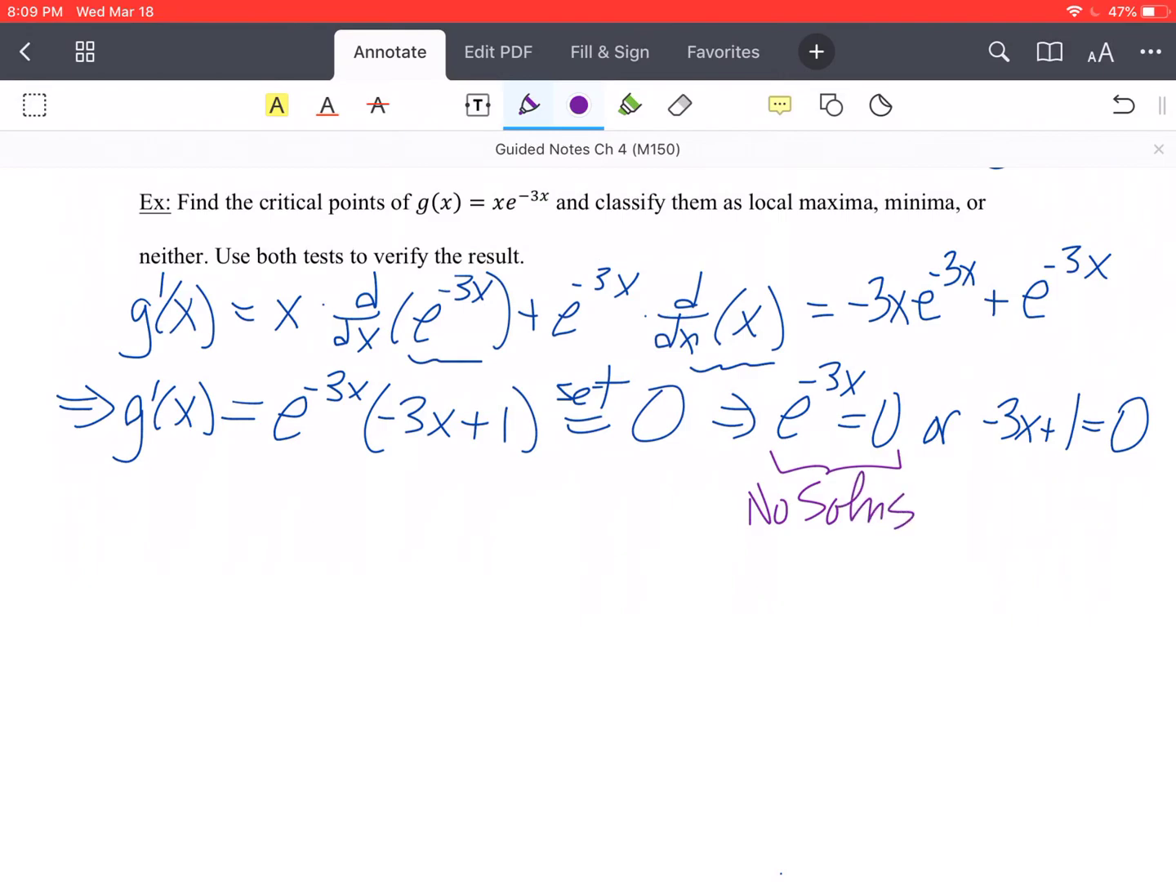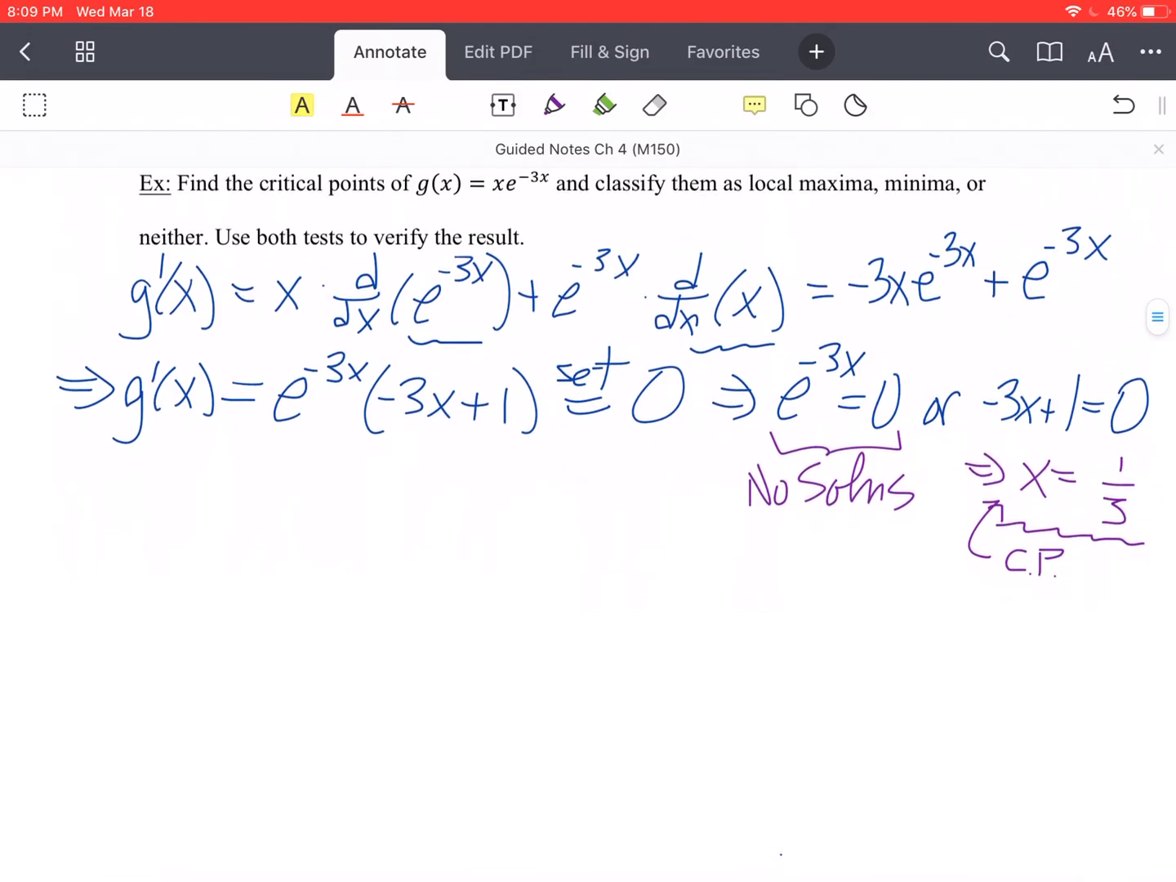So we're not really going to worry about it. And then this one over here, this one's going to give us x equals 1/3 if you solve for it. So this right here is our critical point. So we only have one, but this is our critical point.